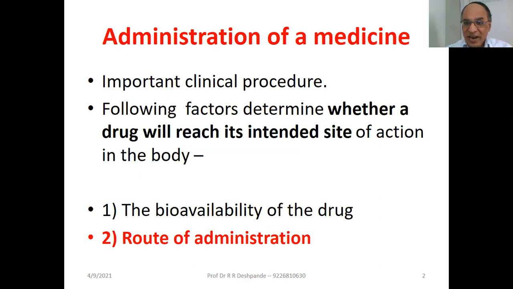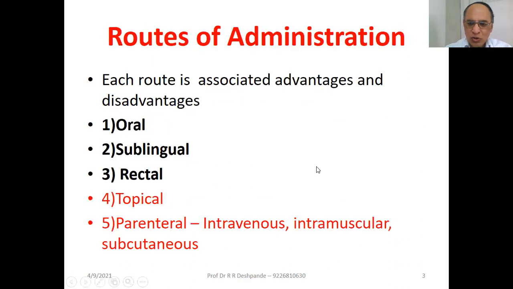My dear friends, administration of a medicine is a very clinically important topic, because whether a drug will reach the intended site of action in the body depends on two factors. Number one, bioavailability of the drug, how much drug is absorbed, and second, which route is chosen for administration of a particular medicine. So let us further see which are those routes.